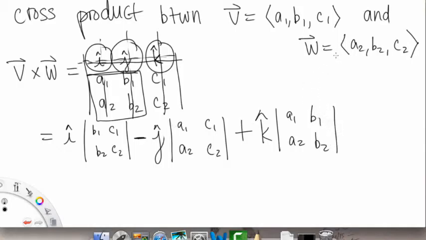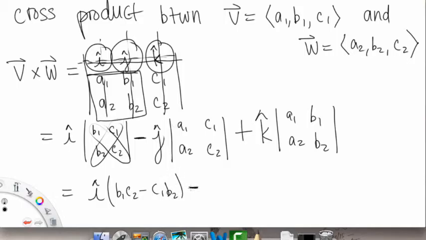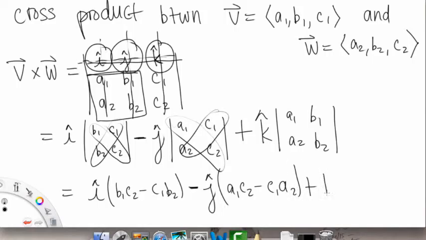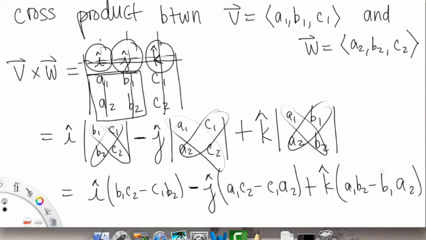Okay, so now we're just going to simplify here. And I'll just write this down quickly because now we know how to do 2 by 2 determinants. So this first one's going to be b sub 1, c sub 2 minus c sub 1, b sub 2. And then we have a minus j hat, and for this one, we'll have a sub 1 c sub 2 minus c sub 1 a sub 2. And the last term is going to be k hat times a sub 1 b sub 2 minus b sub 1 a sub 2. Okay, you'll get used to it after a while.